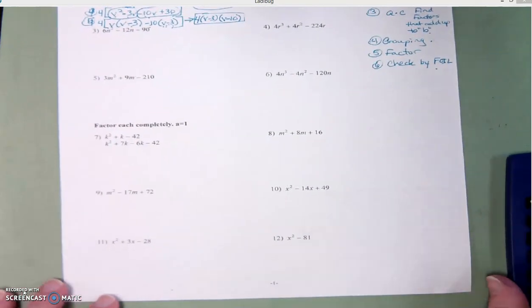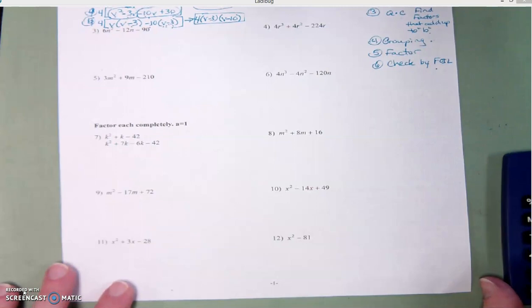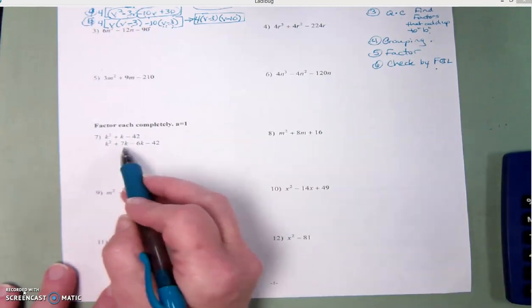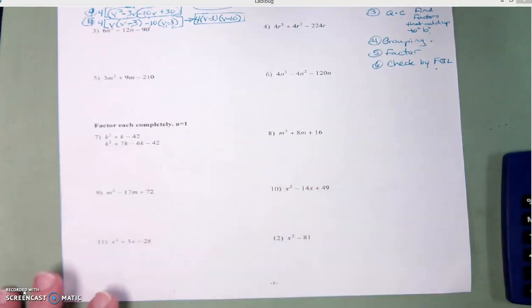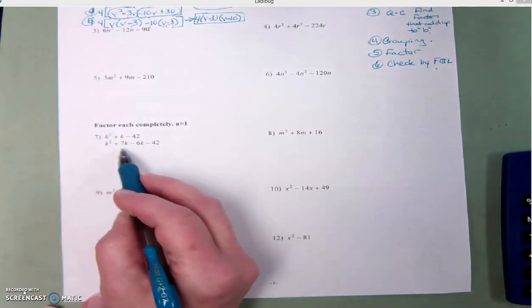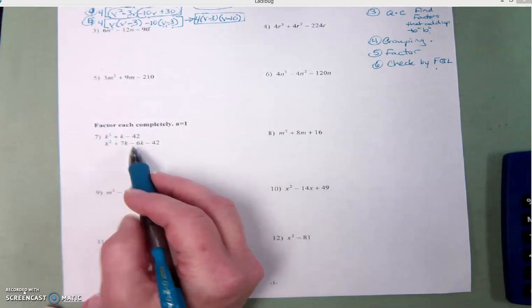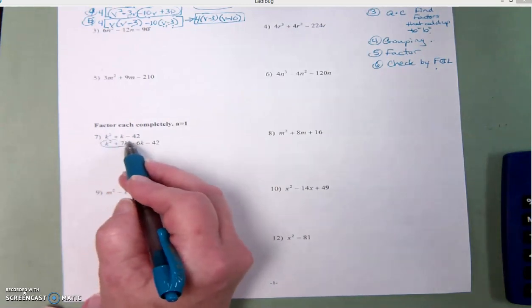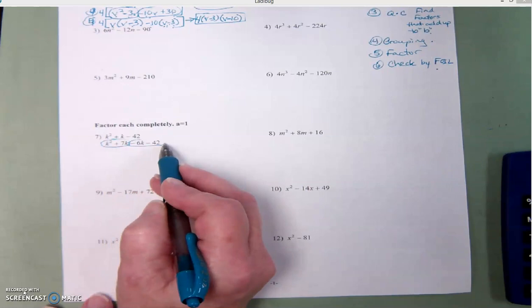Let's look at number 7. Factor each completely where a equals 1. We already have this split up for you. So just pretend like you already did the split, and you can go ahead and do the grouping and solve.